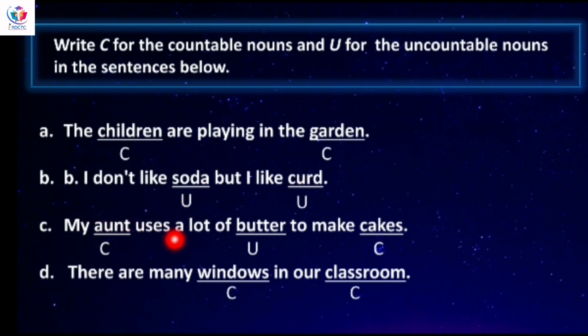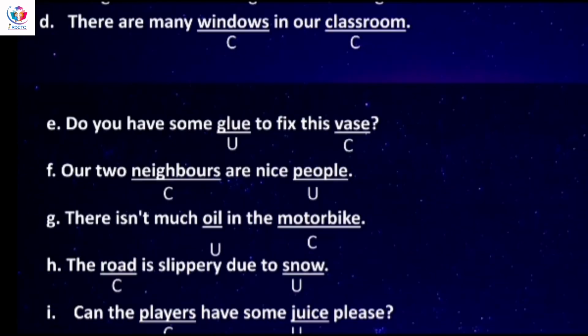My aunt uses a lot of butter to make cakes. We can count aunt, cakes, but we cannot count butter. So aunt and cakes are countable nouns and butter is an uncountable noun. There are many windows in our classroom. We can count windows and classroom. So they are countable nouns.